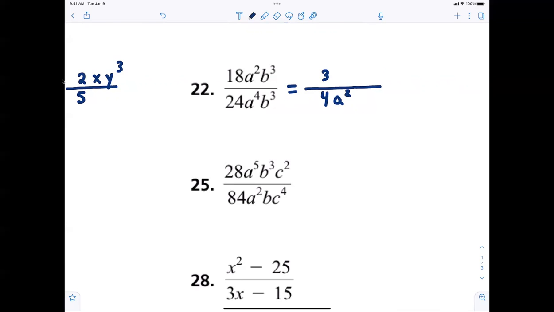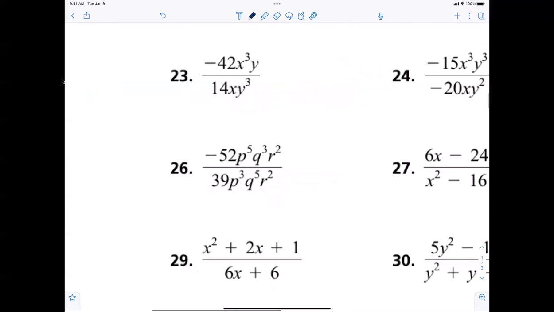And there is no b. Come on, speak up. How many a's on the bottom? Right. Wherever there's more, that's where they end up, because technically a to the 4 on the bottom over a on the top, the a and a cancel. You with me? So there's a squared on the bottom. Easy.